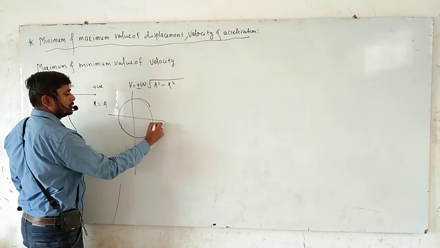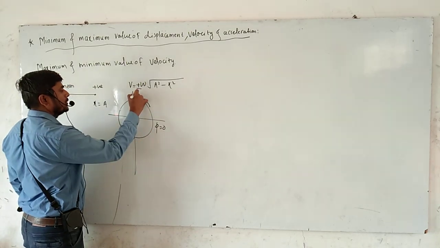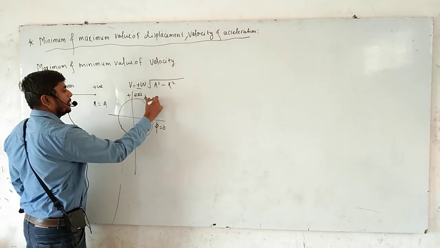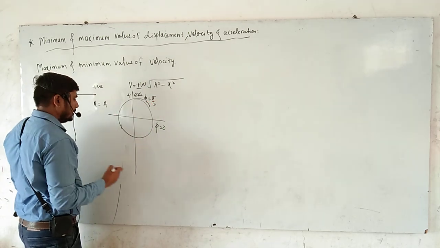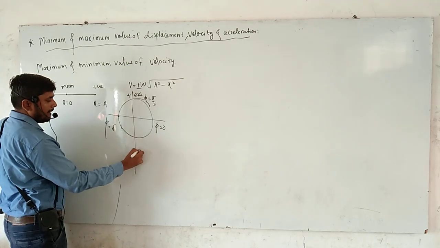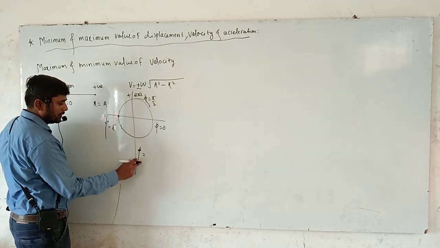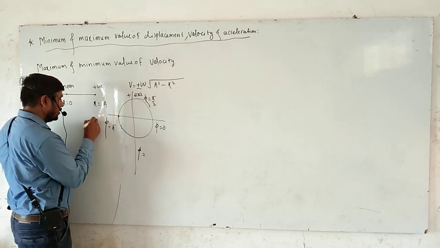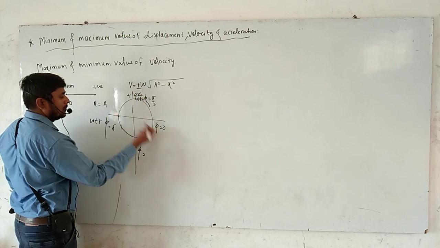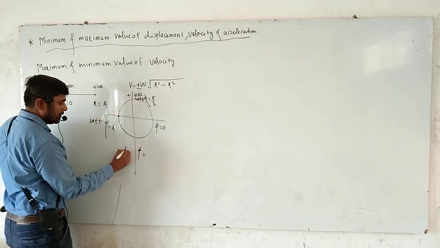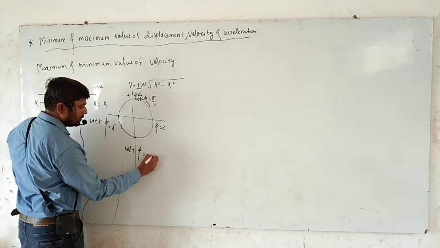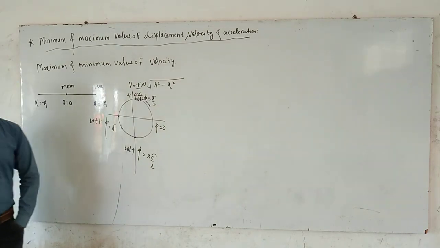At the mean position, phi will be equal to 0. At the positive extremity, phi will be equal to pi by 2. At the negative extremity, phi will be equal to pi, that is omega t plus pi. And the next mean position will be 3 pi by 2, and so on, right?